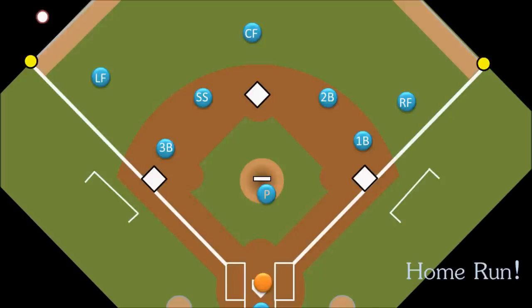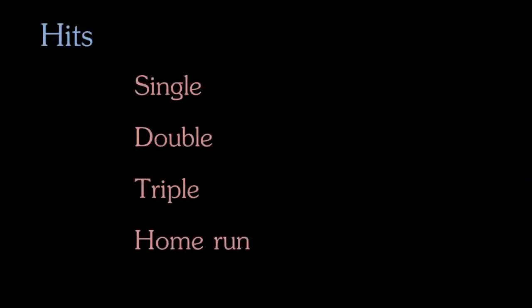Remember, there are 90 feet between each base, so even the fastest guys will almost never hit an inside-the-park home run. So those are our four types of hits: single, double, triple, and home run.